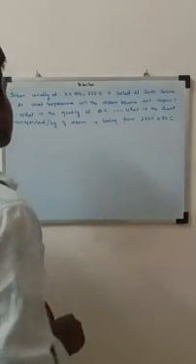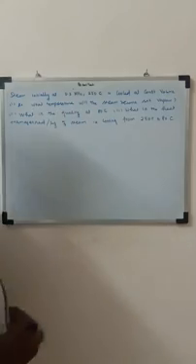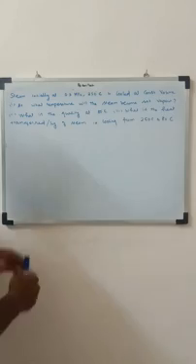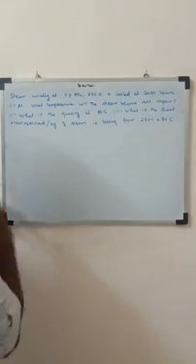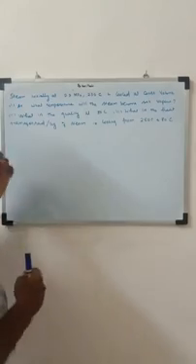Let's solve this problem together. Steam initially at 0.3 megapascal and 250 degrees centigrade is cooled at constant volume. So it's going to be a constant volume process throughout. At what temperature will the steam become saturated vapor? That is the first question.